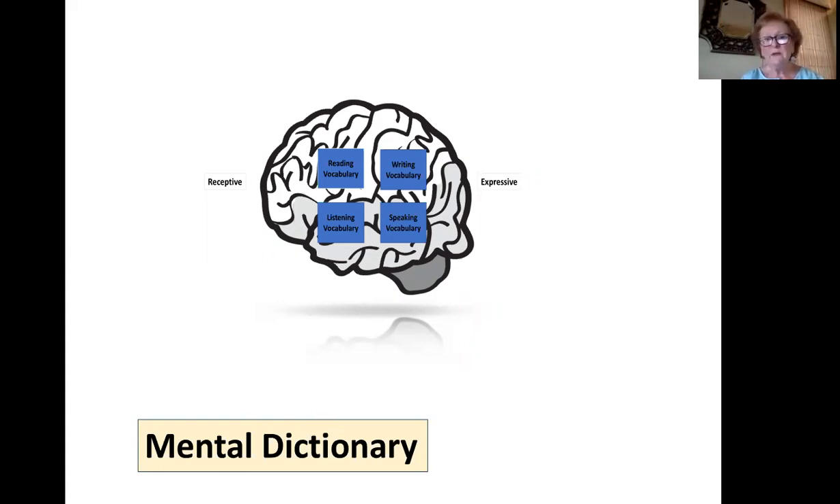So we can talk about receptive vocabulary, and we can talk about expressive vocabulary. If we're talking about receptive vocabulary, we're talking about being able to come up with the meaning of a word within text, for instance, for reading, as well as within the context of listening. Right? If we're talking about expressive vocabulary, we're talking about the words that we choose for writing, right? And the words that we choose for speaking.